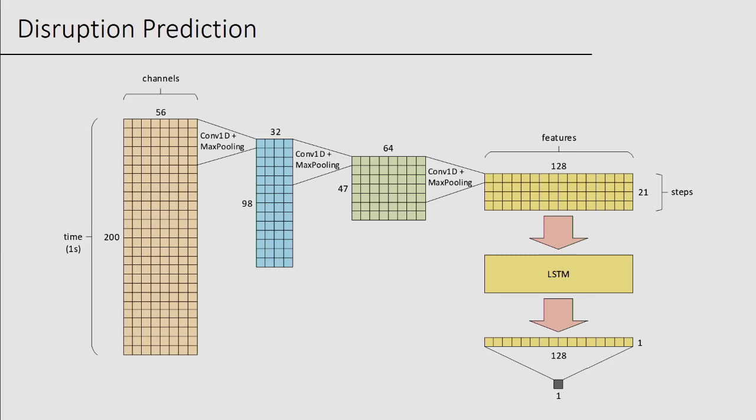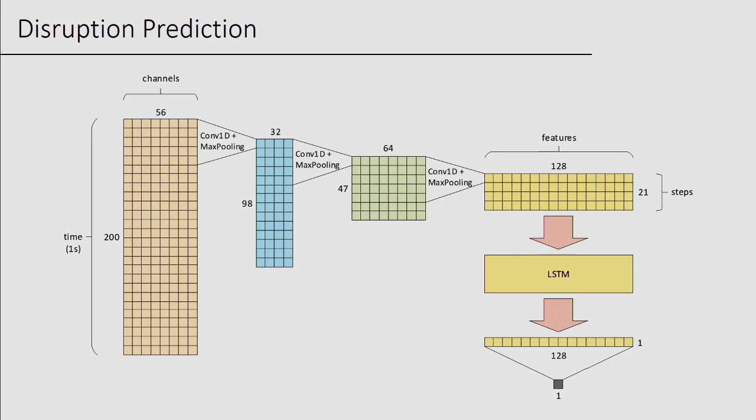Here is the network that we devised for disruption prediction. We are going to use an LSTM. But in order not to overload the LSTM with the raw signals, we're going to use some 1D convolutions to extract some features from the signals. And then we are feeding those features to the LSTM.